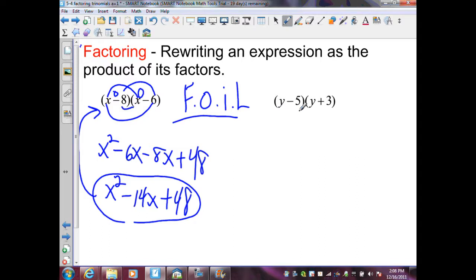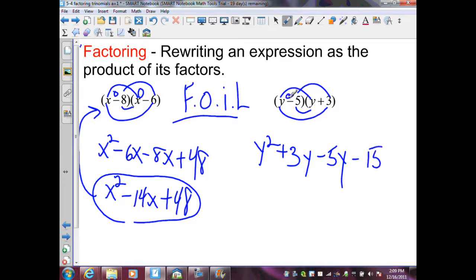Let's try the second example. When I FOIL, I distribute the first term of the first expression through the second one. Y times Y is Y squared for first. Y times 3, or outer terms distributing, gives me 3Y. My I, the inner term, or start distributing the negative 5, gives me a negative 5Y. And my last term, a negative 5 times 3, is a negative 15. And again, I know I'm right because I distributed both.